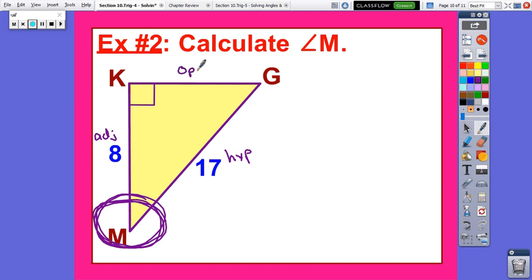So the opposite side all the way over here, we're not using it, so we're not even going to consider it. So this is an adjacent and a hypotenuse problem. So was that a sine, cosine, or tangent setup? And it was a cosine setup. So we would set up the cosine of our angle, but we don't know the angle, so we're going to put m is equal to the adjacent side first, 8, over the hypotenuse, 17. And so again, we want to try to get m all by itself, but we got to get rid of this cosine.